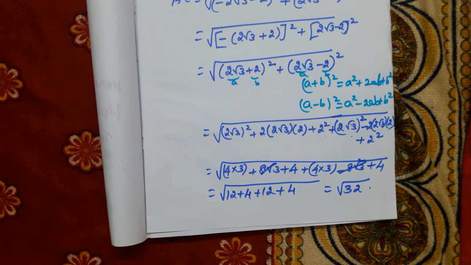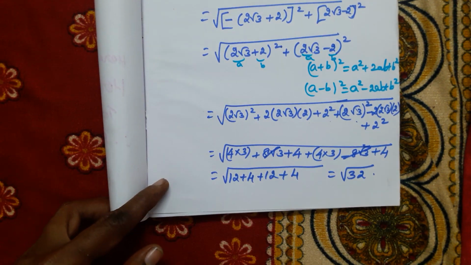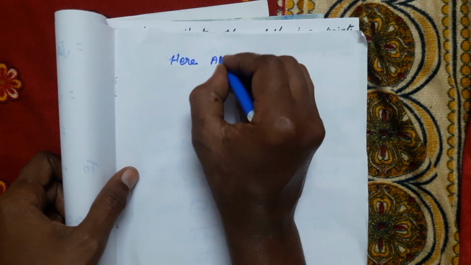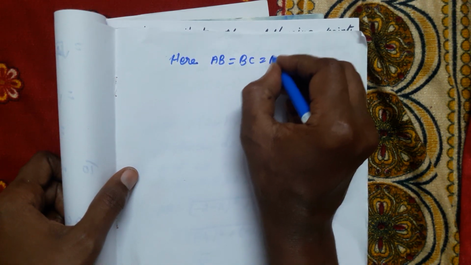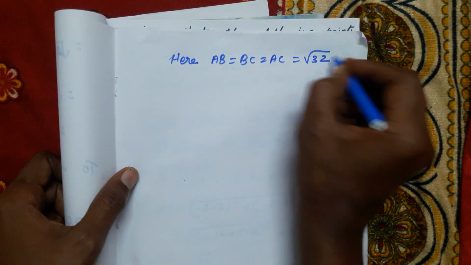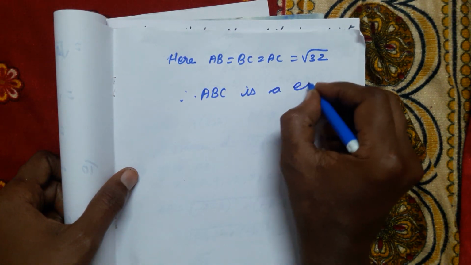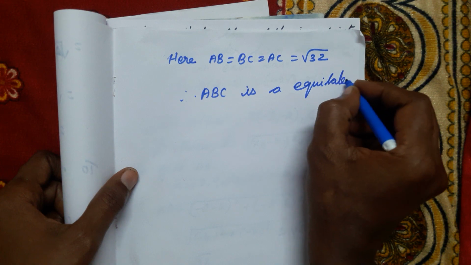Here on the side AB also root 32, BC also root 32, AC also root 32. So therefore the given points are equilateral triangle. So therefore ABC forms an equilateral triangle. Here AB is equal to BC is equal to AC is equal to root 32. Therefore ABC is an equilateral triangle.